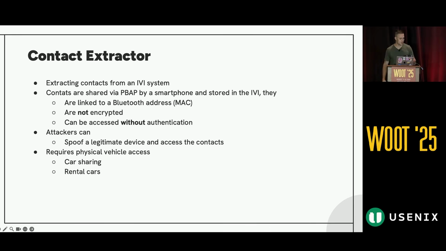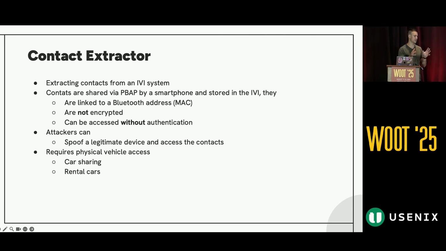of a car. So when you connect your phone to a car, you can decide whether to share contacts or not, and a specific profile, specific protocol exists for this in Bluetooth. And once you share contacts from your smartphone, the car stores the contact. Then the contacts are linked to the Bluetooth MAC address, yes, but they are not encrypted, and they can be accessed without authentication. So if someone leaves a car without canceling the Bluetooth pairing with the phone, an attacker can spoof the phone and access the contacts.